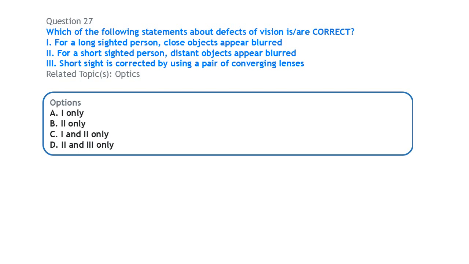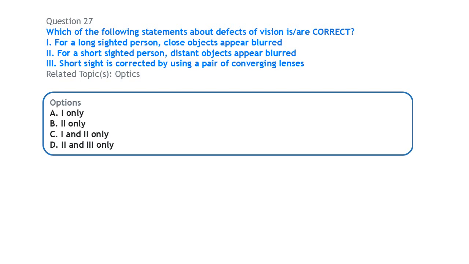A person that has long sightedness, or hypermetropia, will see close objects blurred. What this means is that the person will be able to see distant objects that are far away very well, but will not be able to see close objects; they will appear blurred. The reverse is also true for a person who is short sighted: they can see close things very well, but they cannot see far or distant objects very well.